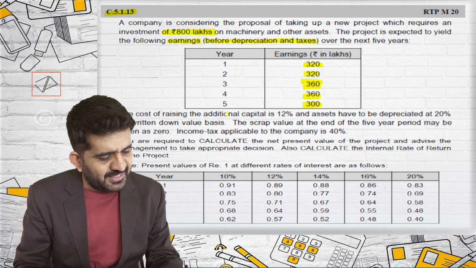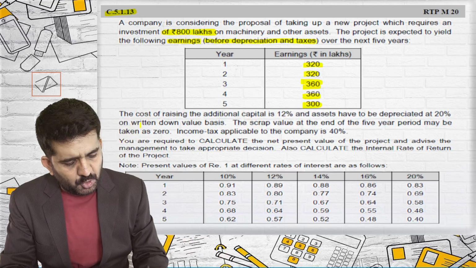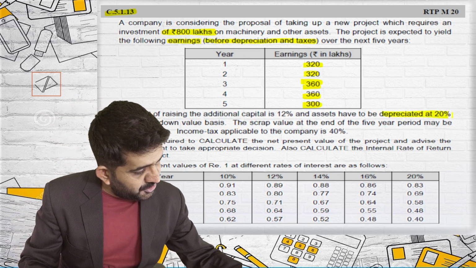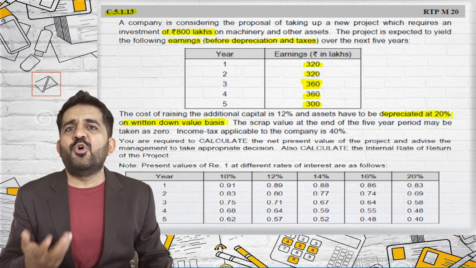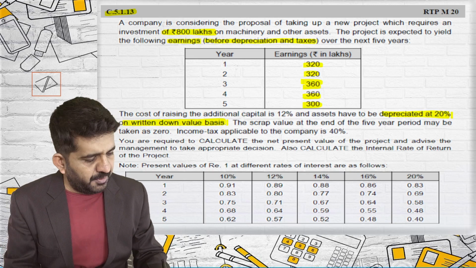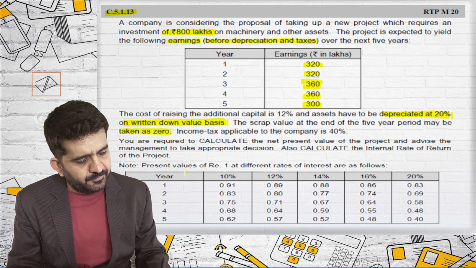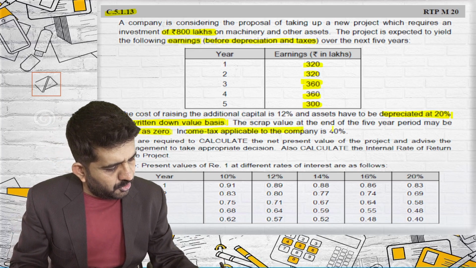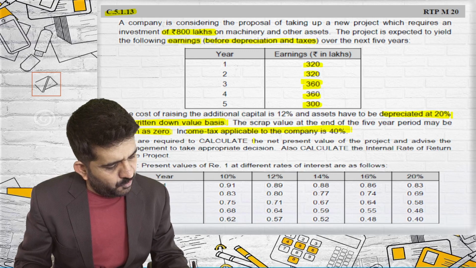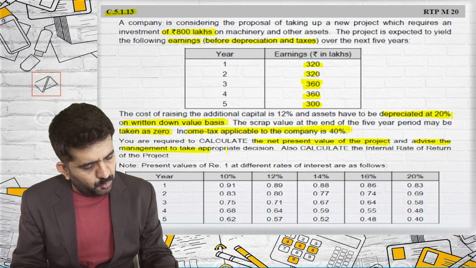The cost of raising the additional capital is 12%, and the assets have to be depreciated at 20% on written down value basis. Depreciation is WDV, so there is no question of the same cash flow every year. The depreciation will change every year, so you'll have to prepare for 1 to 5 years. The scrap value at the end of the 5 years period may be taken as 0. The income tax applicable to the company is 40%. You are required to calculate the net present value of the project. So only NPV is asked, and advise the management to take appropriate decision.